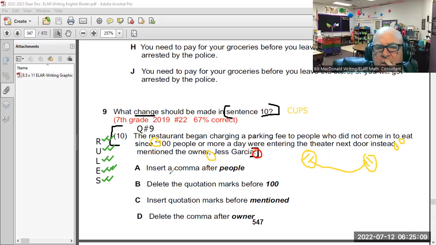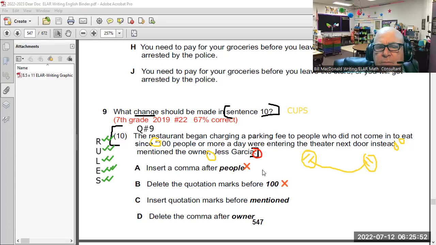So what does A say? Insert a comma after people. Charging a fee to people. I don't feel a natural pause there, so I don't think that I would want to pick that. Delete the quotations before 100. No, because the actual words that came out of Jess Garcia's mouth were 100 people or more a day were entering the theater next door instead. So I don't think deleting the quotation marks would be a good idea.